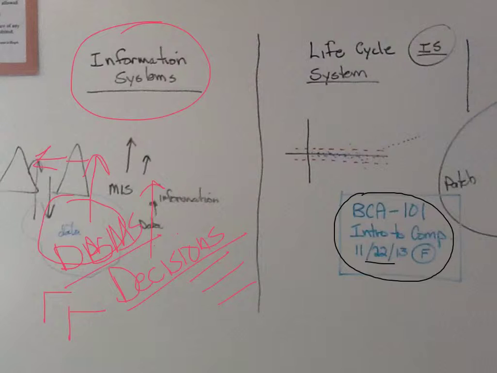Alright, so we've already talked about this example of items outside of the standard deviation and the information system making some decision on that, maybe stop the line or whatever. Life cycle of a system, we're going to go through that right now. We'll talk a little bit about that.